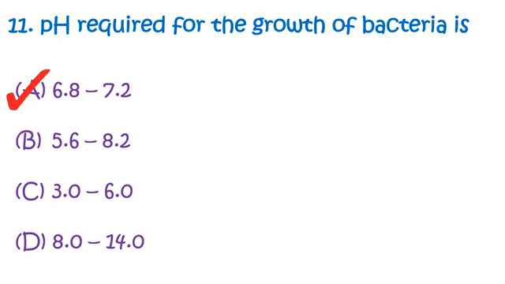Now the bacteria are generally neutrophiles, that is they best grow at a pH range closer to 7, that is the neutral pH range. Acidophiles are the bacteria which grow at a pH near to 3, and the alkaliphiles are the organisms that optimally grow between the pH of 8 to 10.5. Extreme acidophiles and alkaliphiles grow slowly or not at all near the neutral pH. Thus, the pH required for the growth of bacteria is the neutral pH range, which is 6.8 to 7.2.